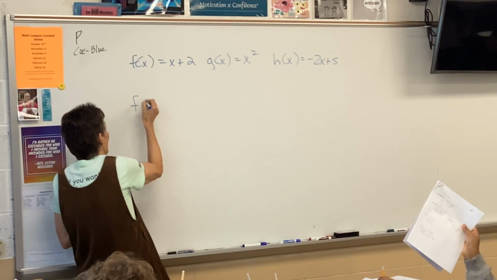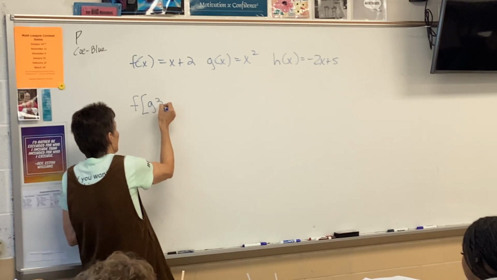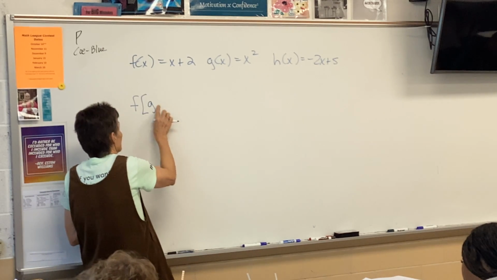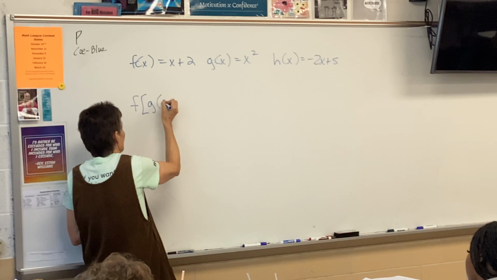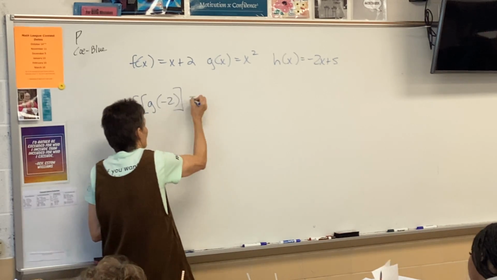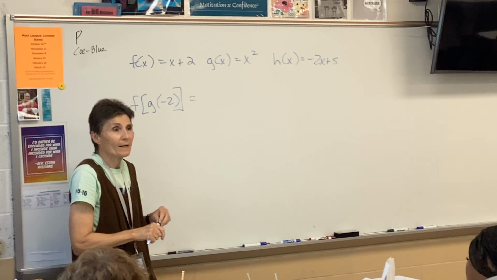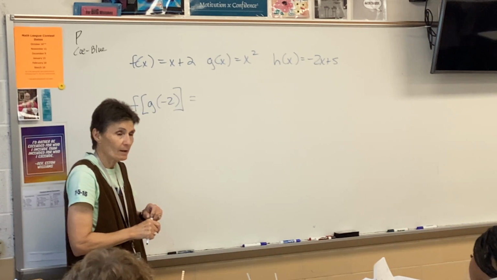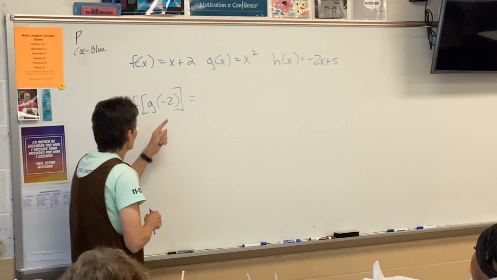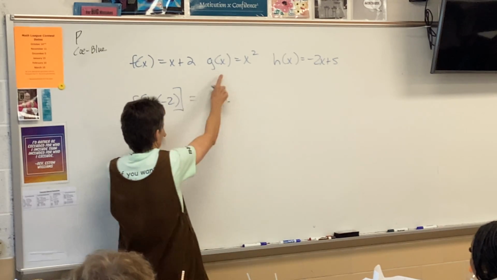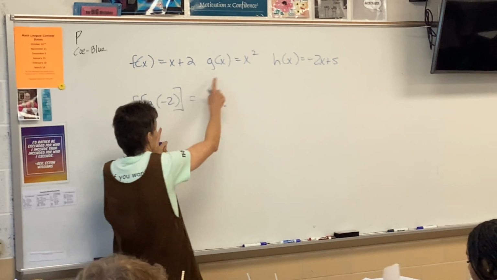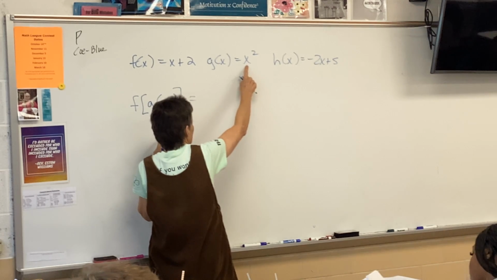Could you do f of g of -2? Could you evaluate that? What does that mean? What do I do first? Kyle? Put the -2 in for x at g. So I come to the g function, and I put -2 in for the x.